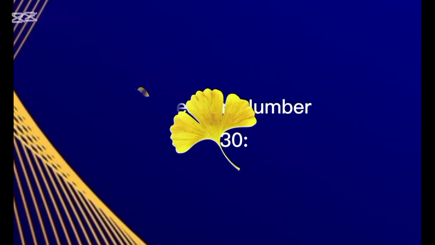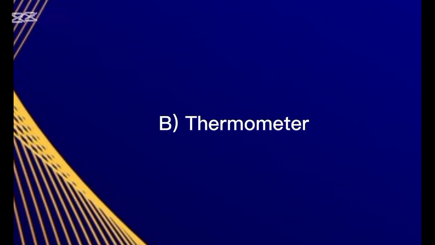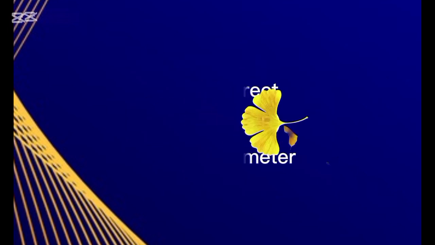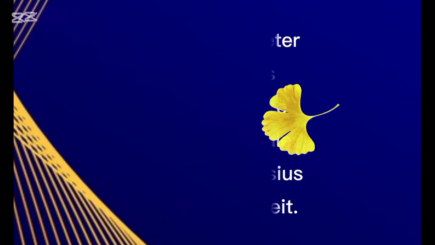Question number 30. What device is used to measure temperature? A. Barometer, B. Thermometer, C. Hygrometer, D. Altimeter. Correct answer, B. Thermometer. Explanation: A thermometer measures temperature using a scale such as Celsius or Fahrenheit.